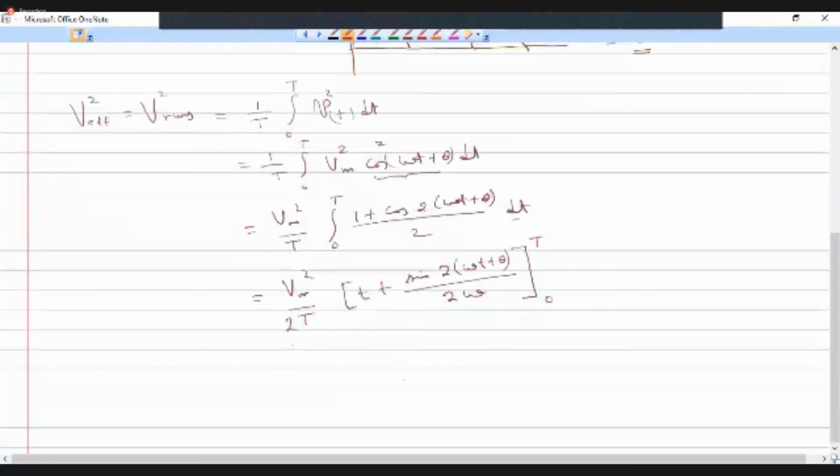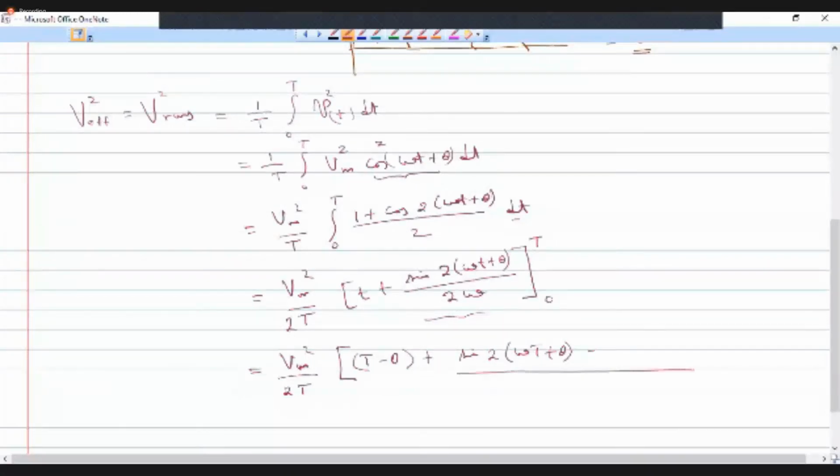So that will be Vm square divided by 2T. For t it is capital T minus 0, so that will be capital T itself. And for the second part, that will be sine of 2 omega into capital T plus theta. That is the upper limit I have substituted, and now substituting the lower limit, it will be sine of 2 into 0 plus theta, which is nothing but sine theta, divided by 2 omega, right?